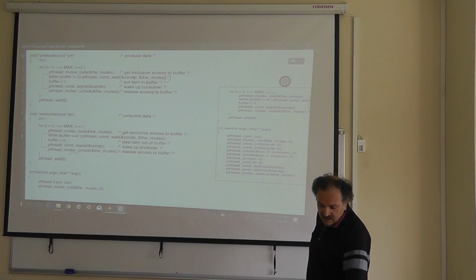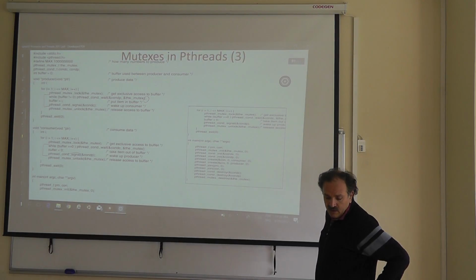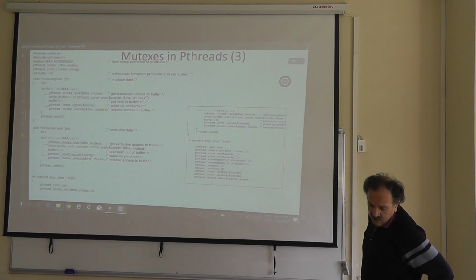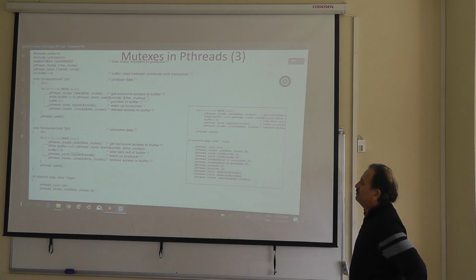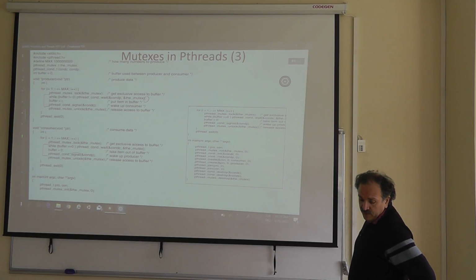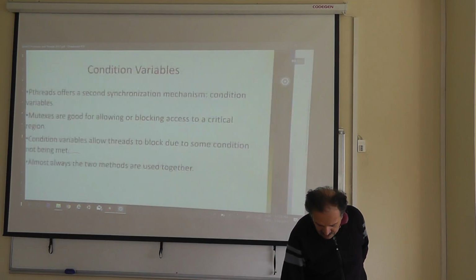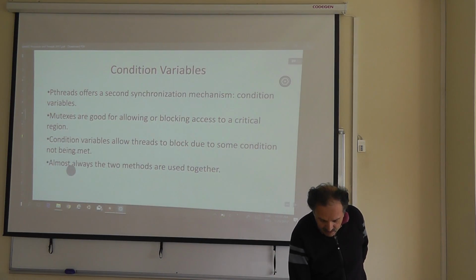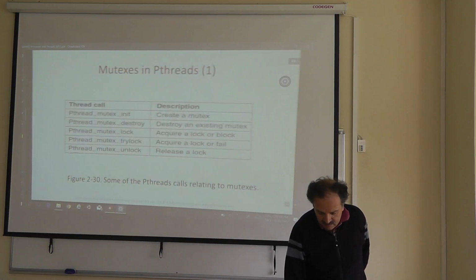And this is real code. This is real C code. If you compile this, you will run the producer-consumer problem for 1 billion times or something like that. So I am using both mutexes and the condition variables at the same time. These are almost always used together.